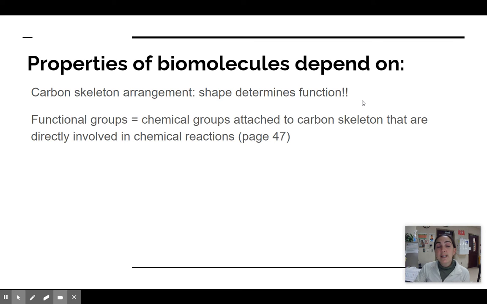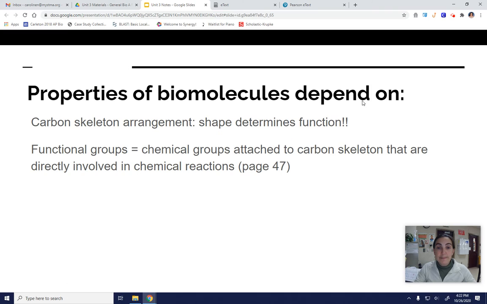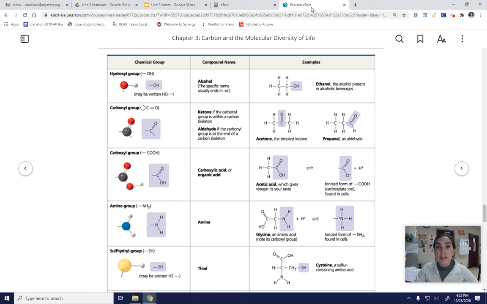The other piece that's really important in looking at molecules and how they function is what are called functional groups. Functional groups are little clumps of atoms that are attached to that carbon skeleton, and they're usually the parts of the molecule that are directly involved in chemical reactions. There's a list of these on page 47 of your textbook, which looks like this.